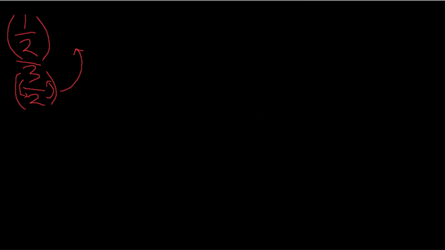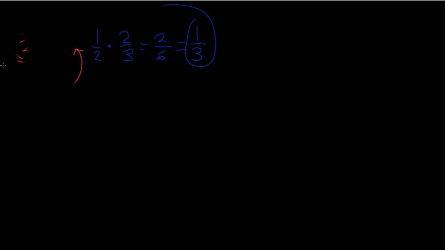So what you do is now you have 1/2 times 2 over 3, and then you just multiply across like that. So 1 times 2 is 2 over 6, and then you can reduce that a little further. 2/6 is the same as 1/3. So 1/2 divided by 3/2 is 1/3. So that's the same concept that we're going to be working with when we're dealing with rational equations.